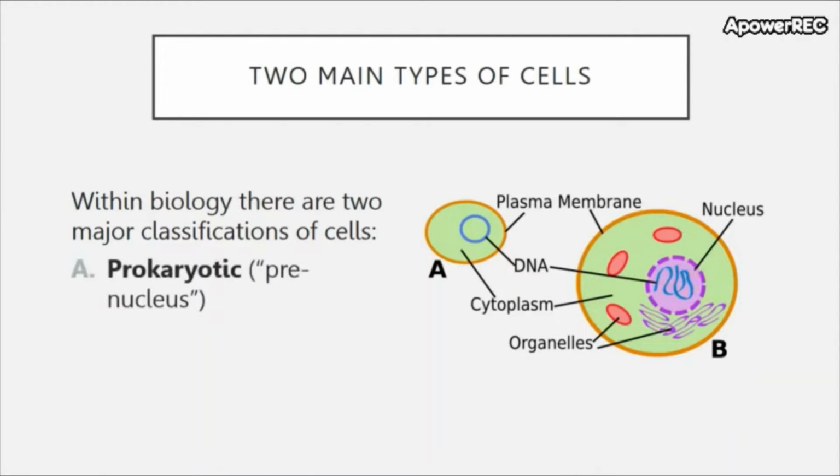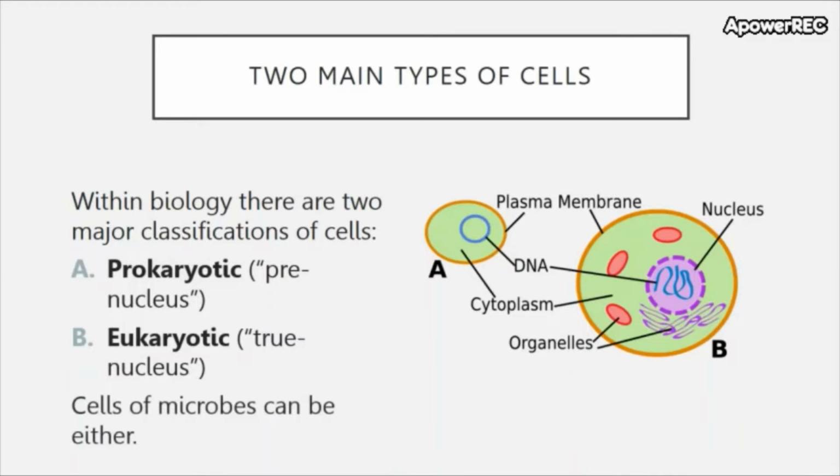Within biology, there are two major classifications of cells. Prokaryotic, from the words pre-nucleus, and eukaryotic, from the words true nucleus. So cells of microbes can be either of the two. Viruses are neither prokaryotic or eukaryotic, and we'll discuss them later in the course.